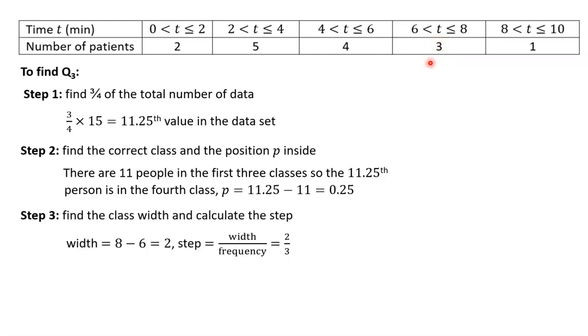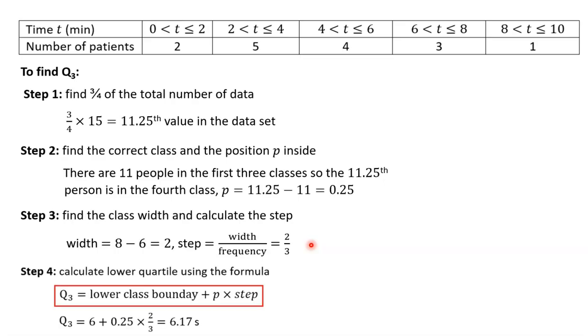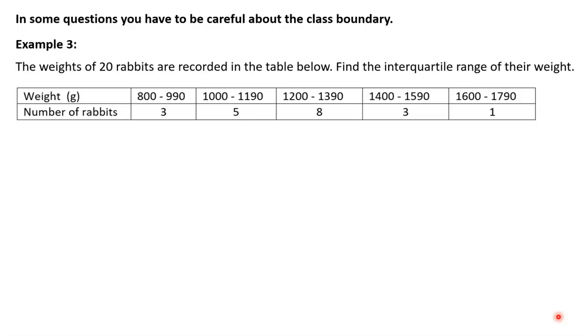And now we can find the class widths. Again, 8 take away 6, the step, which is the width divided by frequency. There are 3 people, so the step is 2 over 3. And finally, to calculate the upper quartile, again using the formula lower class boundary plus position times step, we get 6.17 seconds. So to calculate the interquartile range, we just take the upper quartile minus the lower quartile, and we get 3.47 seconds.